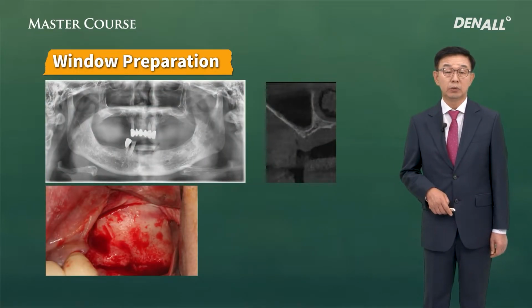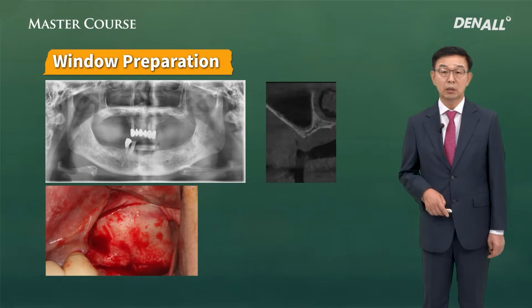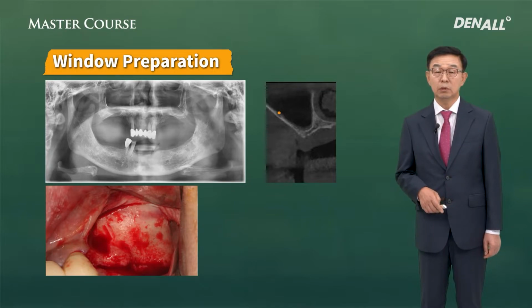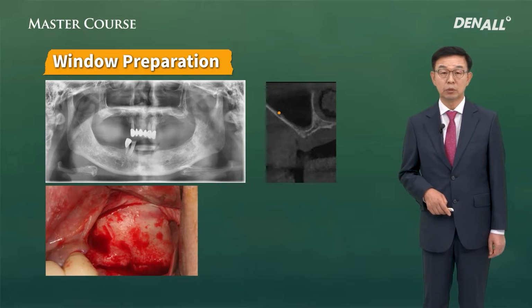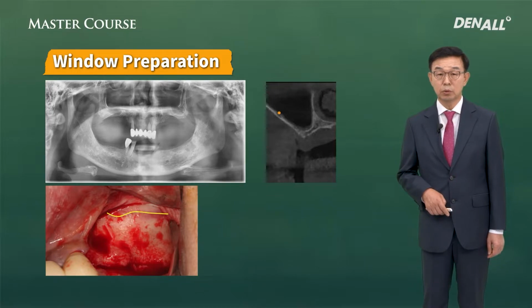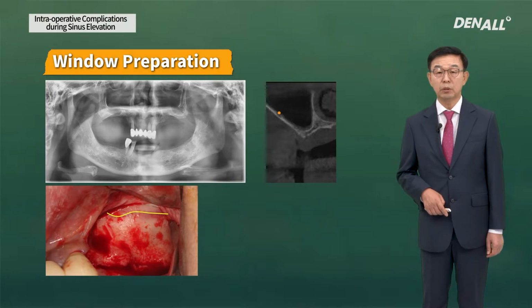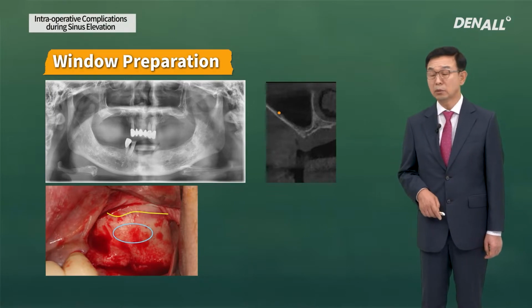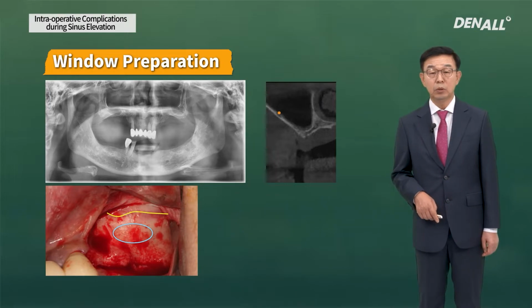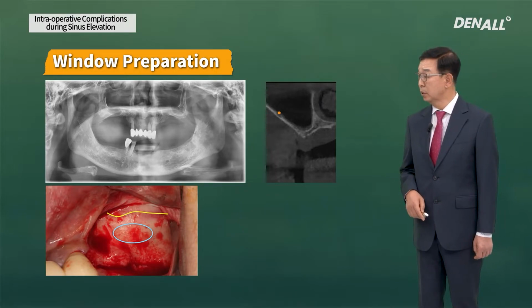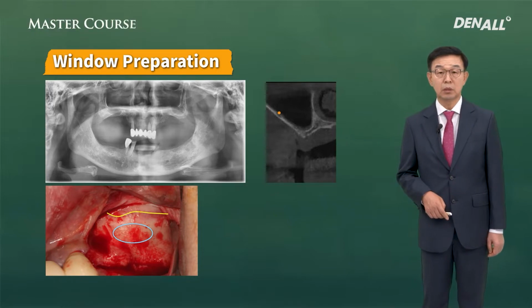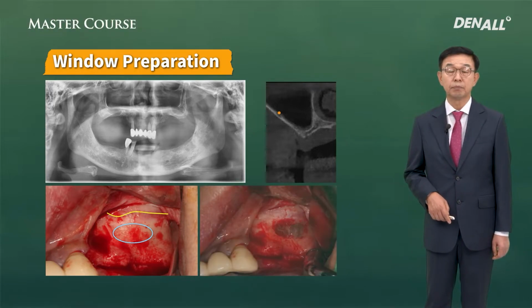This is the same patient. This is upper left. On CT, from the alveolar crest, you can see that the vessel is quite superior, and clinically, it was approximately over 2 centimeters from the alveolar crest. In this case, when you form a window below that, you can do it much more easily. The sinus can be lifted without concern for bleeding.